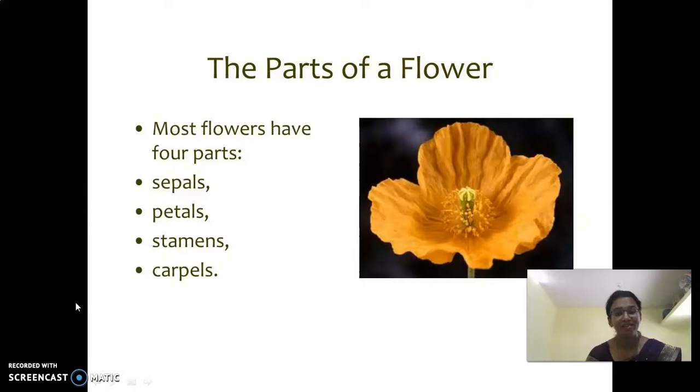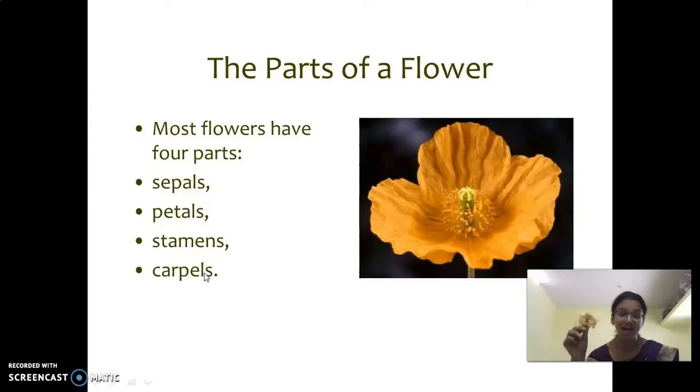So the topic which we are going to discuss now is parts of a flower. We have four important parts. They are sepals, petals, stamens and then carpels. What is it? Sepals, petals, stamens and carpels.